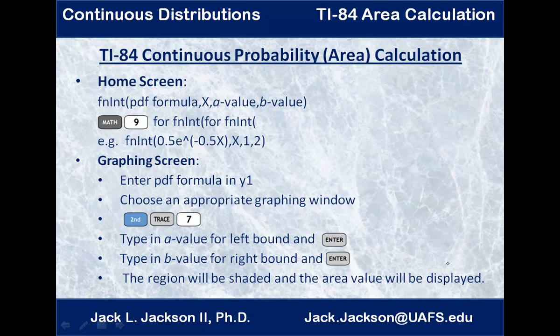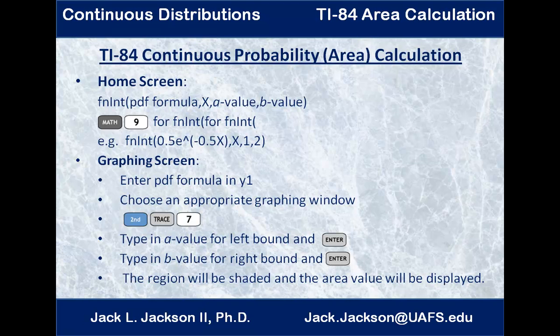So here's the page that sort of tells you all the steps. From the home screen, our syntax, function integrate, it'll open parentheses, that's Math 9. Then we type in the PDF formula, comma x, comma, then your A value, comma, your B value. Close parentheses, and then enter, and that will give you your area. This is your probability that x will fall somewhere between the A value and the B value.